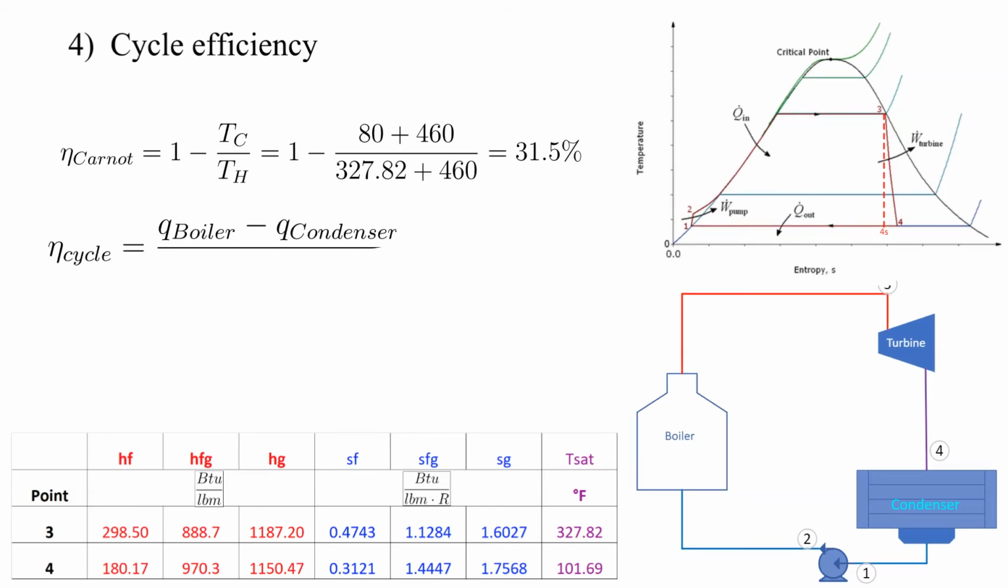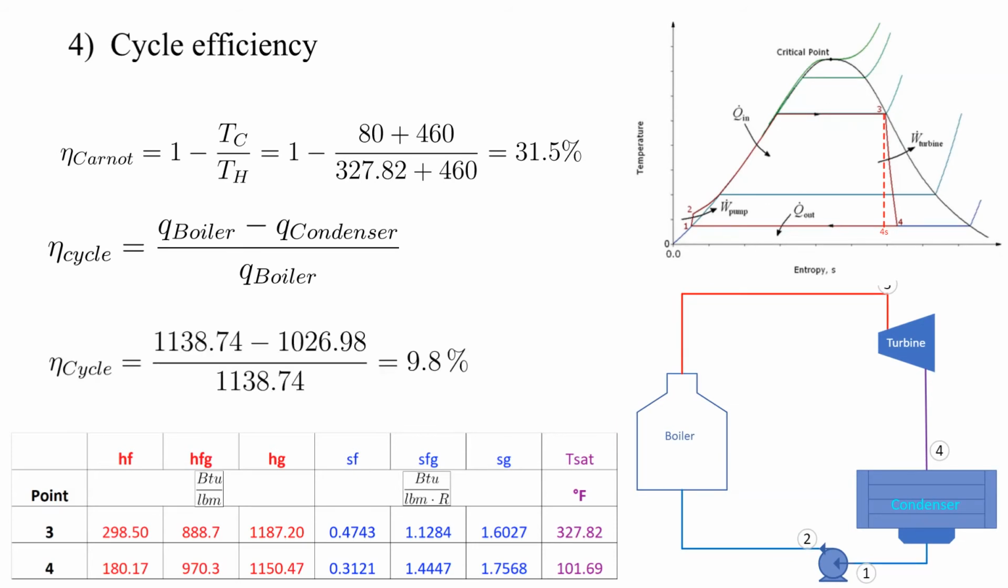We have several options to calculate the cycle efficiency, but since we have already calculated the energy in and the energy out, the approach shown here will be convenient. The cycle efficiency is 9.8%. This is pretty low and not surprising since the boiling pressure is only 100 psia.